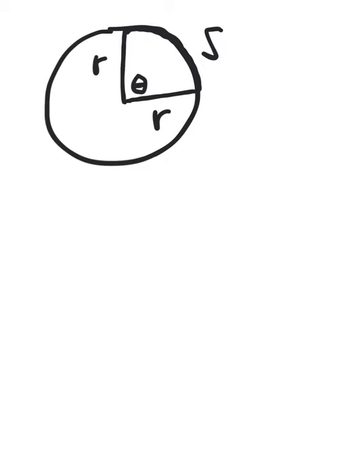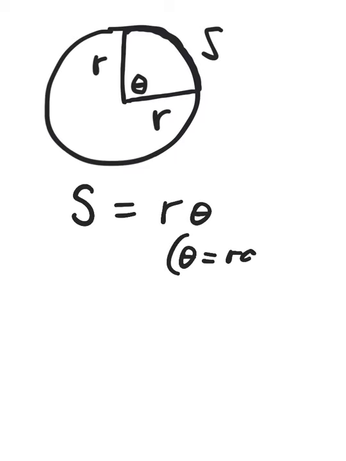Now the relationship that these have with one another is that arc length is equal to radius times your central angle, but you got to be careful that theta is in radians. If they're in degrees, you will have to convert them to radians before you use them in that equation.